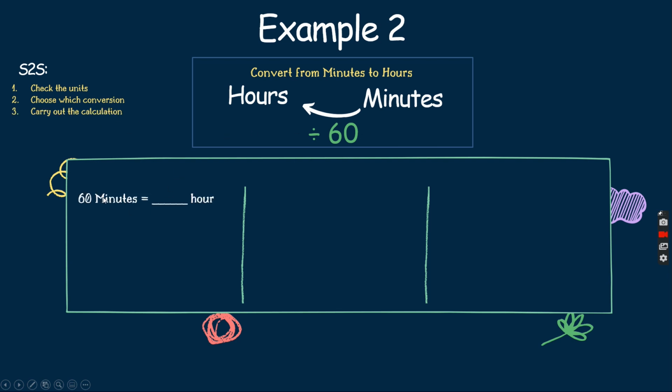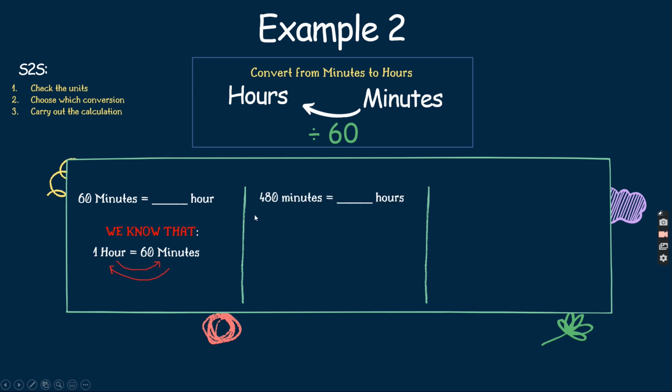So 60 minutes equals to, can you guess? This one we do not need to do any calculation, because we know that 1 hour equals 60 minutes, which is the same as 60 minutes equals to 1 hour. So 60 minutes equals to 1 hour.